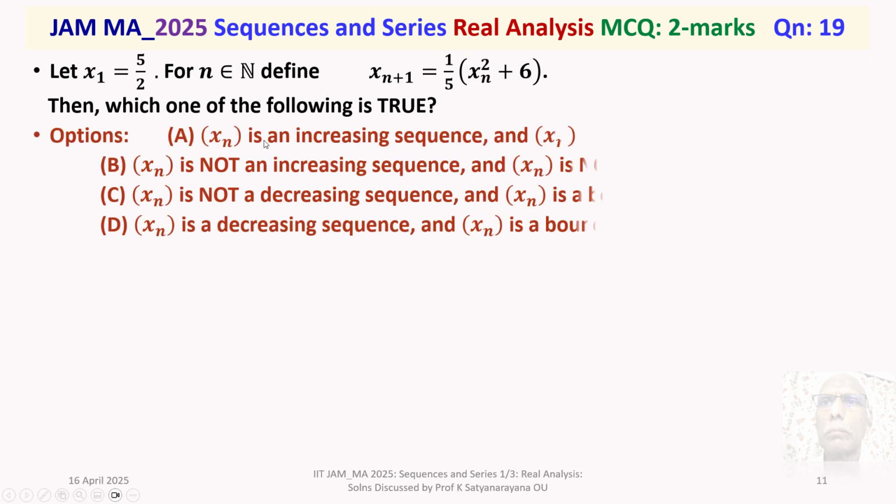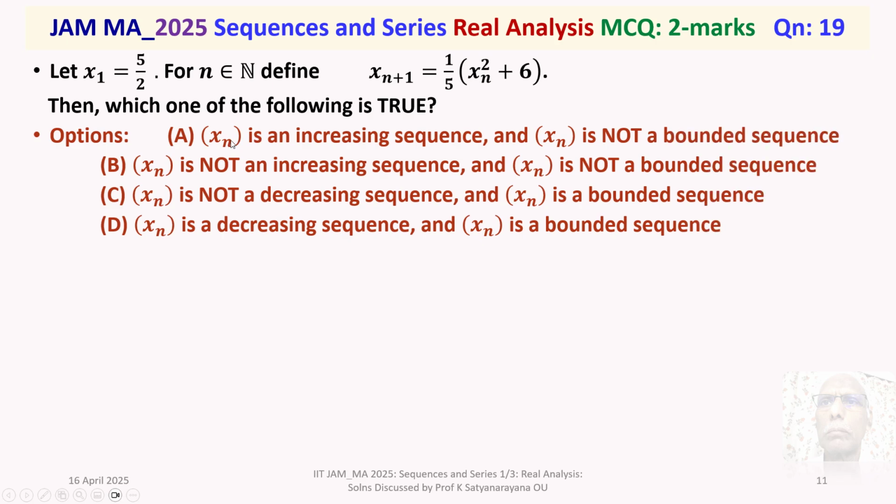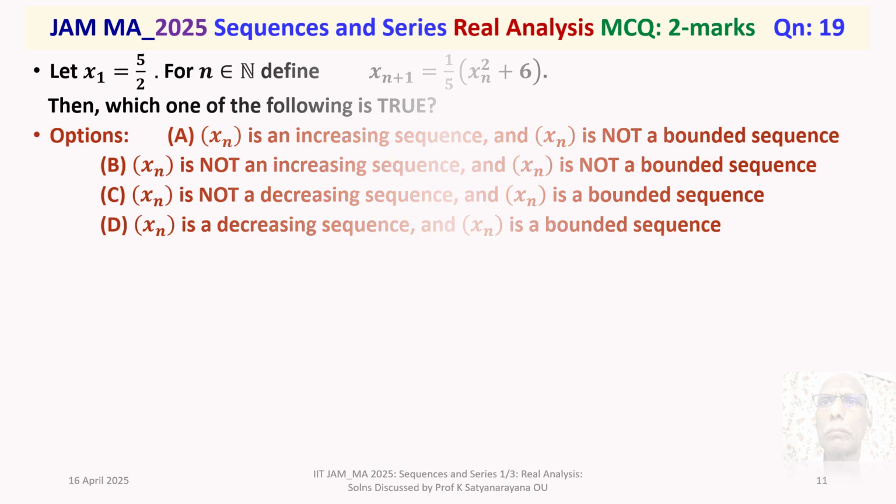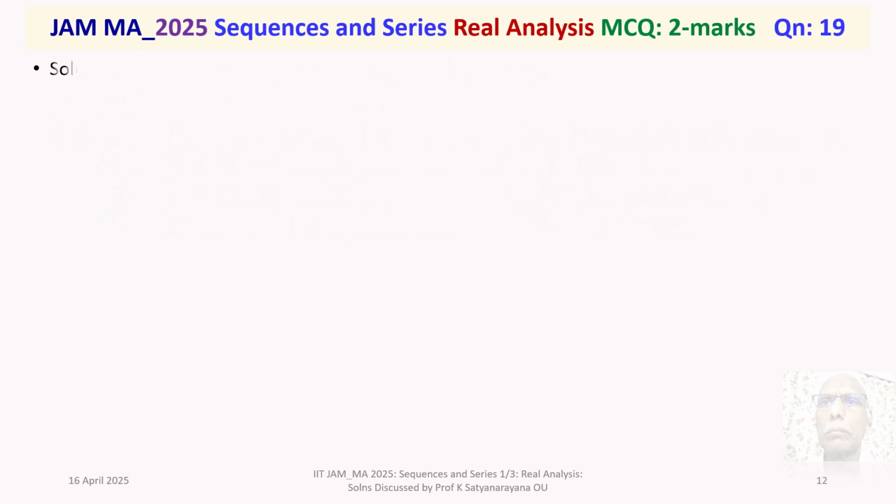In all these 4 options, you have to decide whether the sequence xn is increasing or decreasing, whether the sequence xn is bounded or not bounded. We now discuss the solution of the problem in detail. We are given x1 is equal to 5 by 2, xn+1 is equal to 1 by 5 (xn square plus 6) for all n belongs to N.